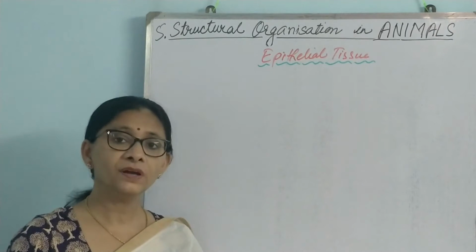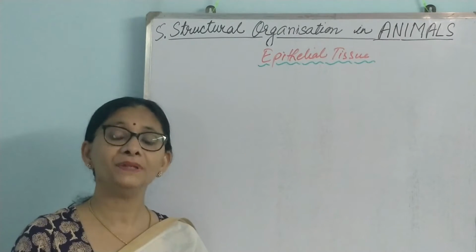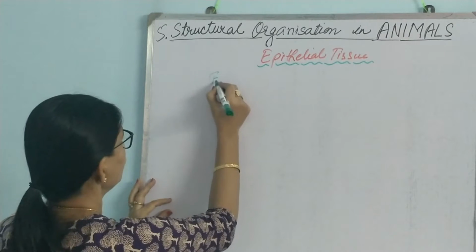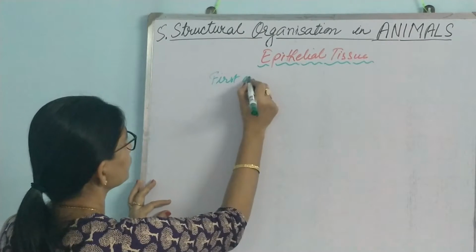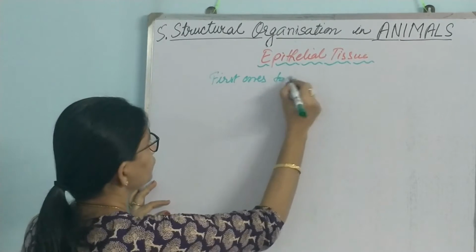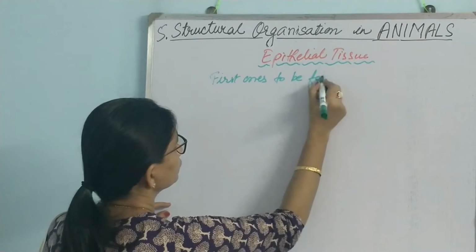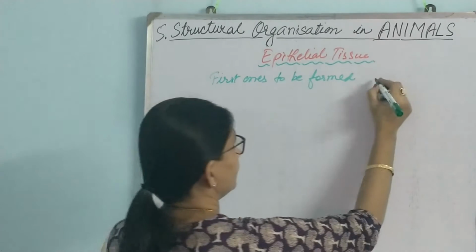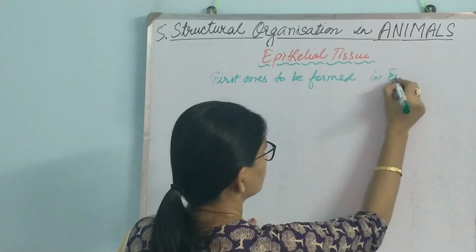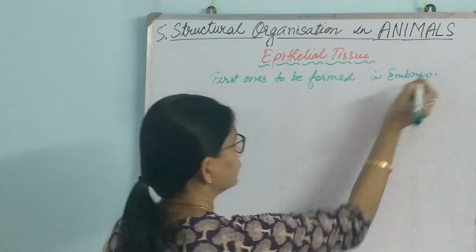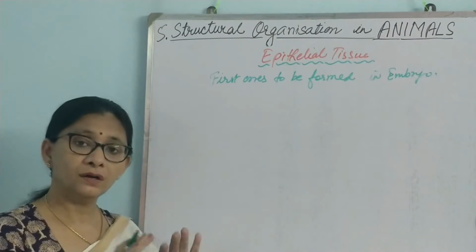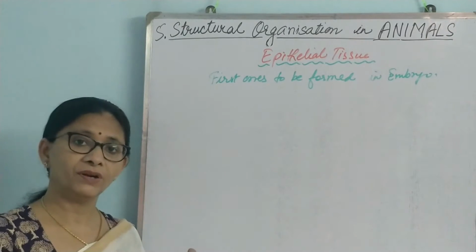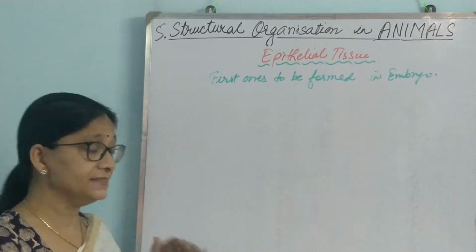Let us talk about epidermal tissue or epithelial tissue. Epithelial tissues are the first ones to be formed when embryonic development is taking place in the embryo. They form the covering of any organ. The covering will be outside as well as inside.